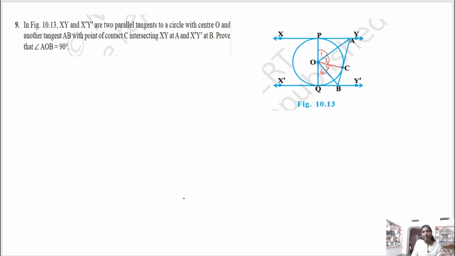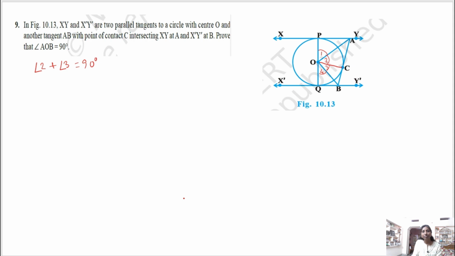Here we have to prove that angle AOB is equal to 90 degree. But here in this figure, angle AOB is equal to angle 2 plus angle 3. Here according to the figure we have to prove that angle 2 plus angle 3 is equal to 90 degree. We have to prove this.